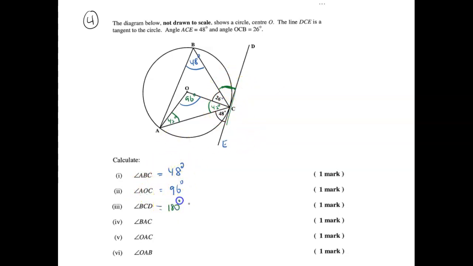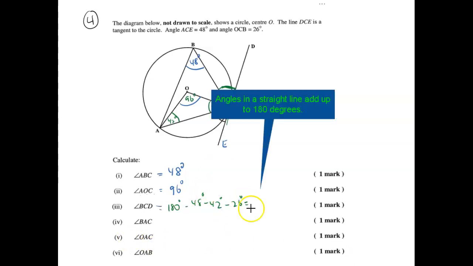So then this angle will actually be 180 degrees, I'll do the work in here, minus 48 minus 42 minus 26. And that works out to be, these angles in a straight line add up to 180 degrees. So that's the work in there. So that piece is 64 degrees. Now let's move on to part 4.